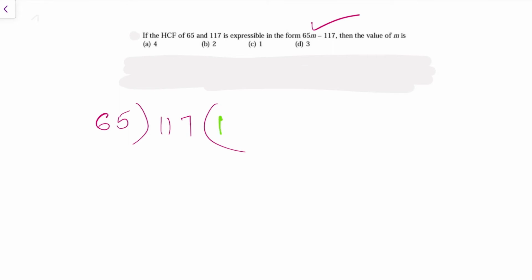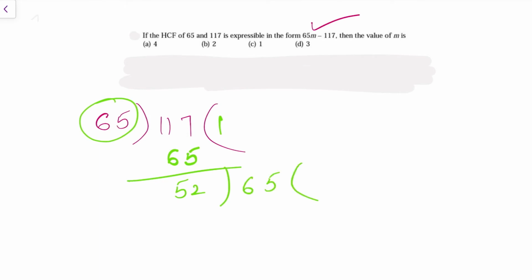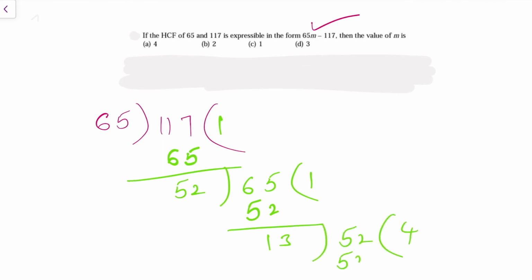So 65 ones are 65. 117 minus 65 is 52. Now again bring this 65 here. Continue the same division process again. 52 ones are 52, 5 minus 2 is 3, 6 minus 5 is 1, 13 came, so 15 again. 13 fours are 52, so the remainder is 0. It means the HCF of 65 and 117 is 13.